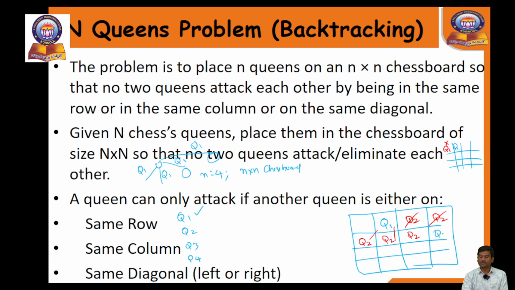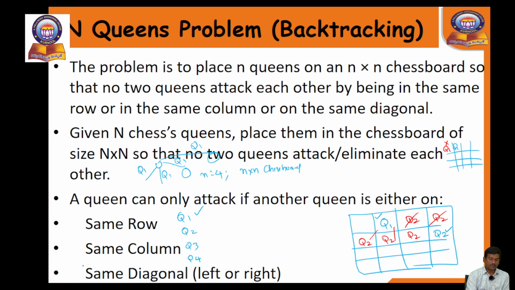We can place q2 here. There, no two queens are under attack, because we have placed q1 in the first row, the second column, and queen 2 is placed in the second row, the fourth column. So there are no clashes because these two queens are not in the same row, not in the same column of the chessboard, and not on a diagonal.